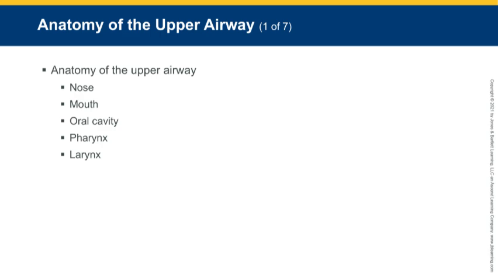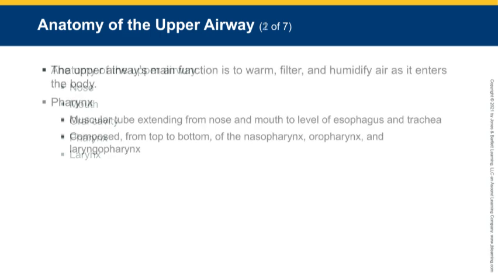The upper airway includes several key structures: the nose, mouth, oral cavity, pharynx, and larynx. These components help condition the air before it reaches the lungs by filtering, warming, and humidifying it. The primary function of the upper airway is to prepare air for gas exchange in the lungs.